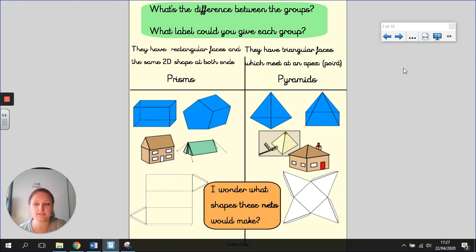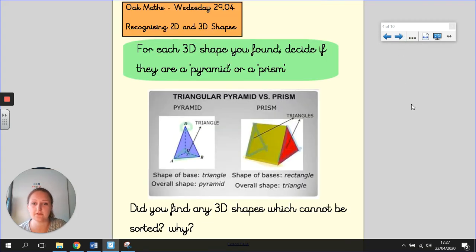Now I need you to use this to help you with the rest of today's lesson. It will come in useful, I promise. So for each 3D shape that you found around your house, can you decide if they would fall into the pyramid category or a prism category? And you can use this visual to help you. Did you find any 3D shapes which cannot be sorted? Have a think about why.